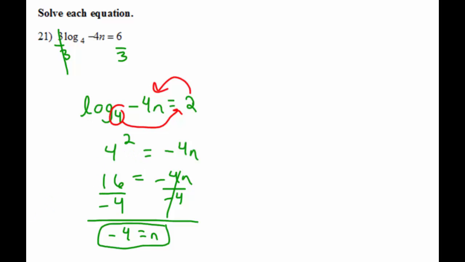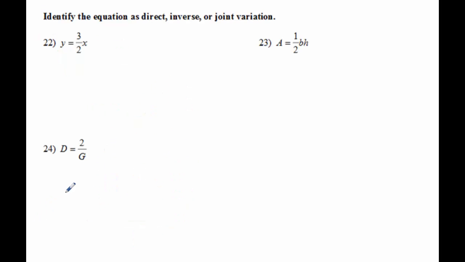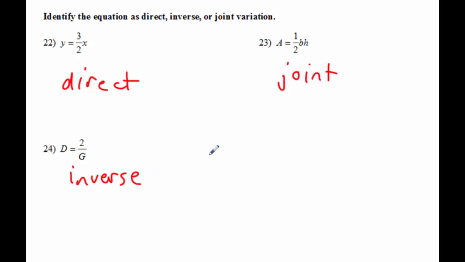All right, so identify as direct, inverse, or joint. Direct means that it's not a fraction. Joint means that there's going to be more than one variable. And inverse means it's on the bottom of the fraction. The x is not a fraction. It's not on the bottom of our fraction, so this is direct. We have more than one variable here, so this is joint. The variable's on the bottom here, so this is inverse. So more than one variable is joint. Okay.